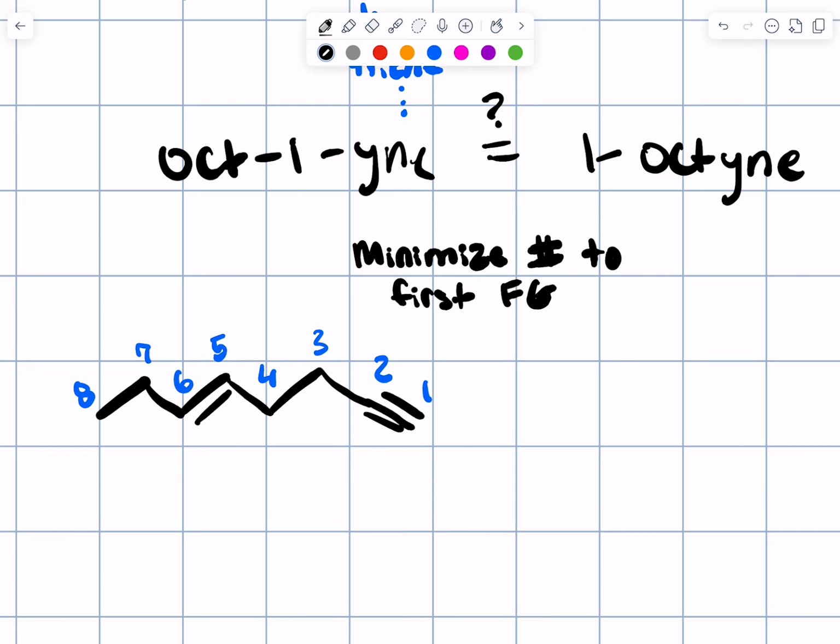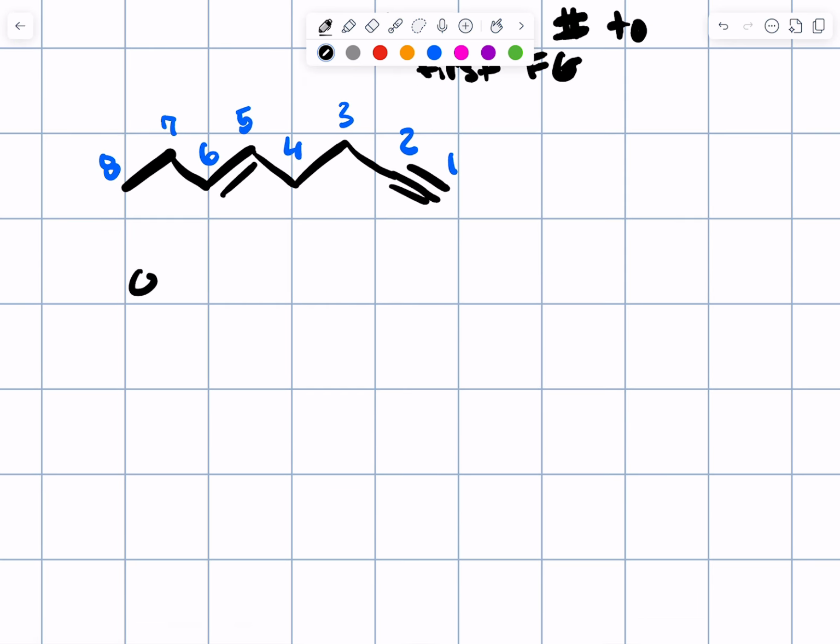So now, naming this molecule, I'm going to do something similar to what I did before. I just need to communicate that both of these are here. So if I have multiple competing functional groups on my molecule, I will simply organize them alphabetically. So this would become oct, dash, and then alphabetically I have an ene and I have an yne. So ene comes first in the alphabet. So oct-5-ene-1-yne.